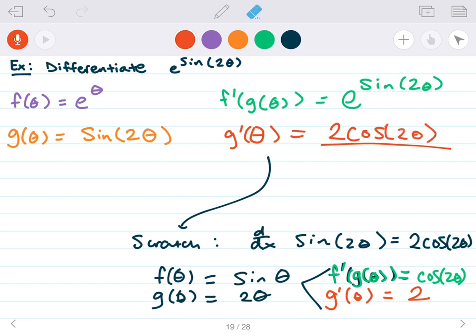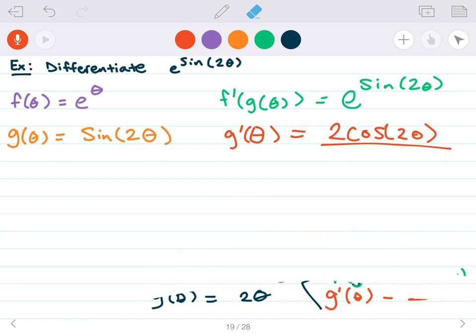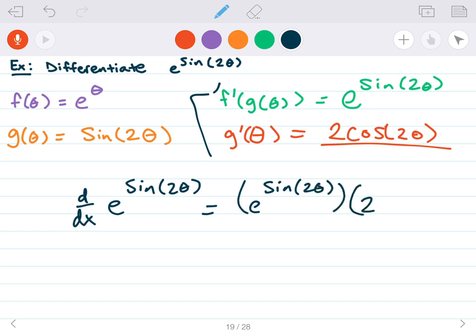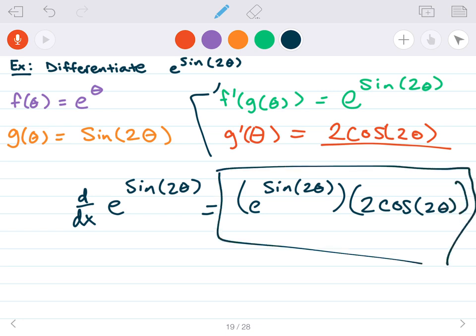All right, now I have everything I need. My final answer is just green and red multiplied. So I have my final answer. I'm looking for the derivative of e to the sine of 2 theta, and what I found is that it's going to be e to the sine of 2 theta times 2 cosine 2 theta. And that is my final answer.